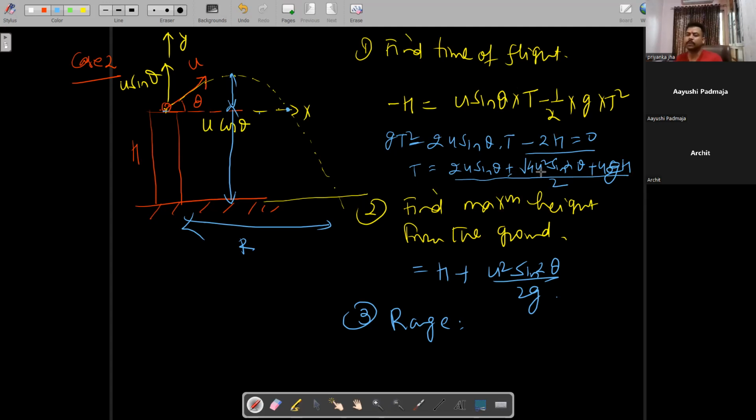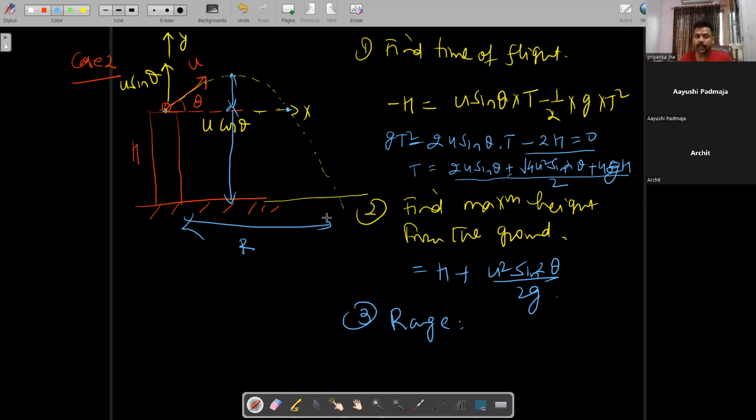You have to ignore the negative sign because this is 2u sine theta and this is 2u sine theta plus something. So if you take the negative sign, this term will become greater than 2u sine theta. So you will get time as negative, which is not possible. So we'll not take the negative sign, we'll take the positive sign only.